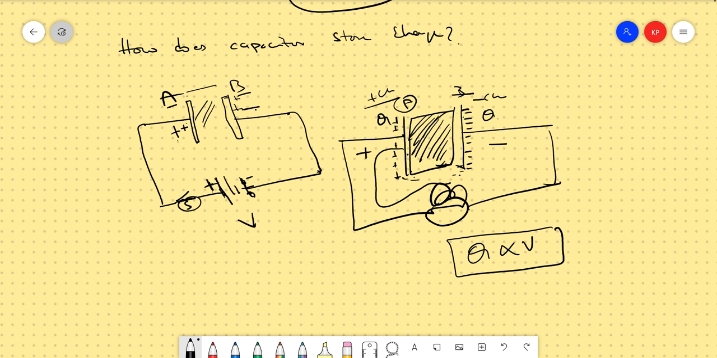Now we have connected a load here, and the supply for the load is given through the capacitor. So we can say that the charged capacitor will act as a source of electrical energy, which can be given to some loads. So that is regarding how a capacitor stores charge. Next, let us see what capacitance is.